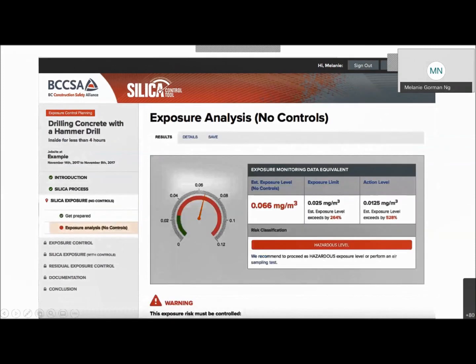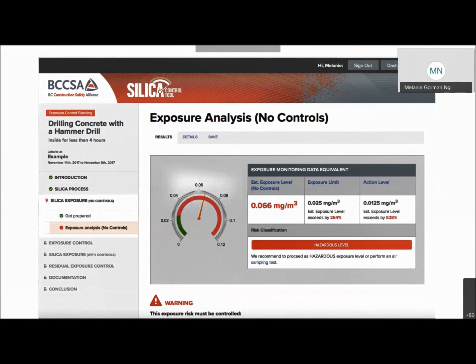So once they've selected their activity, it gives an initial exposure estimate with no engineering controls. In this case, it's 0.066 milligrams per cubic meter, which would be above our exposure limit. And it tells the user that they would need to do something to further control this exposure.